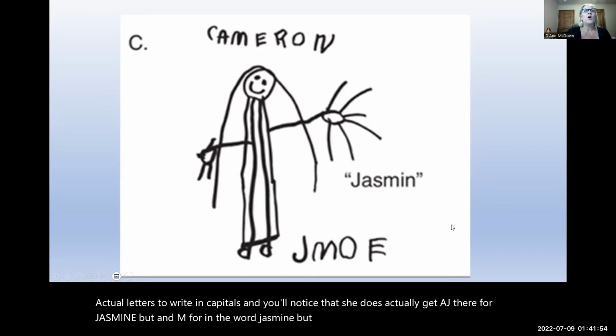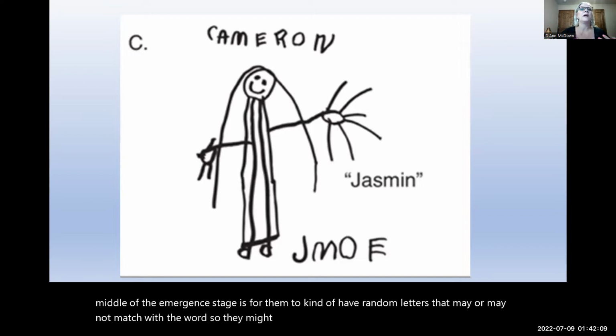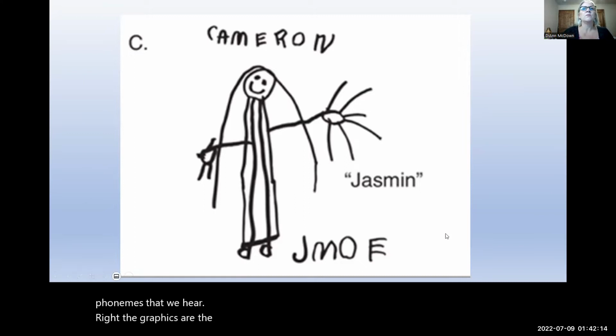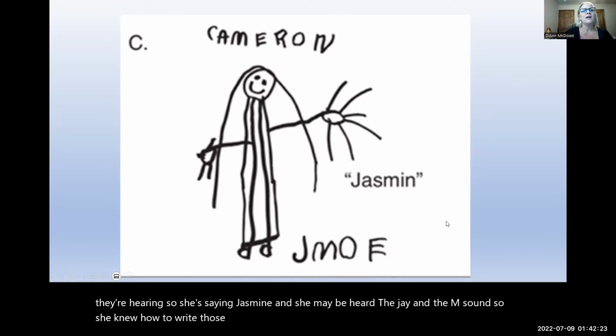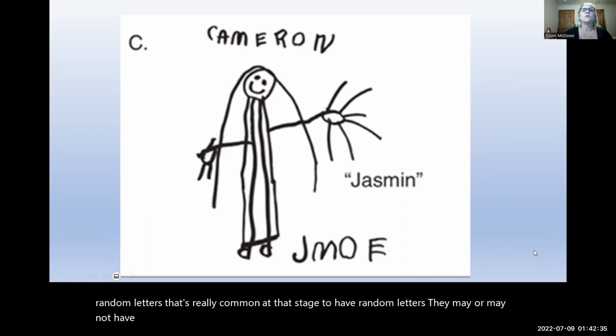But then one thing that's very common in the middle of the emergent stage is for them to have random letters that may or may not match with the word. So they may write graphemes that don't necessarily match the phonemes that we hear, right? The graphemes are the written letters, the written symbols, the phonemes are the sounds they're hearing. So she's saying Jasmine, and she maybe heard the J and the M sound, so she knew how to write those two letters, but she didn't know the rest. So she just writes some random letters. That's really common at that stage. They may or may not have any correlation with the sounds in the word.